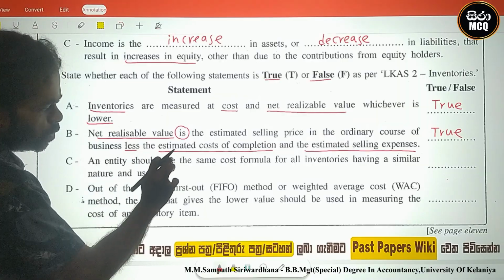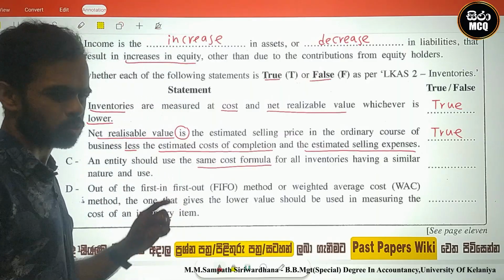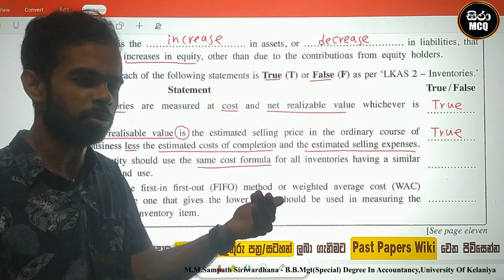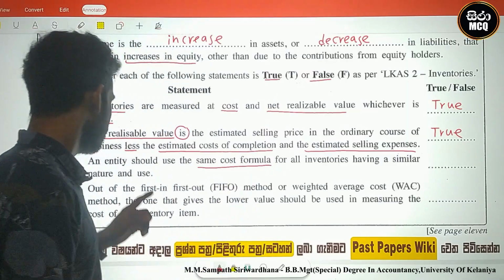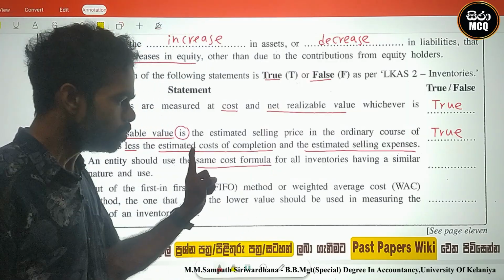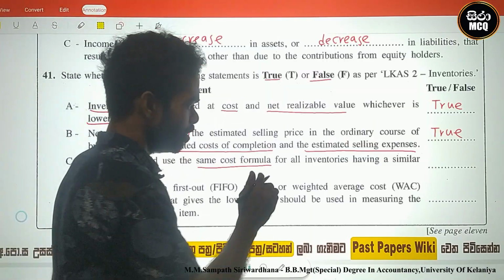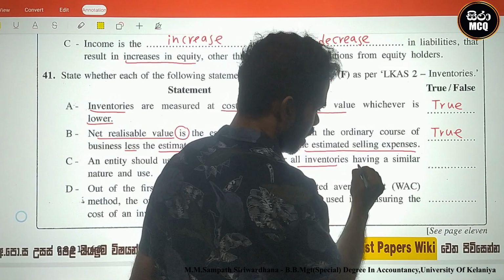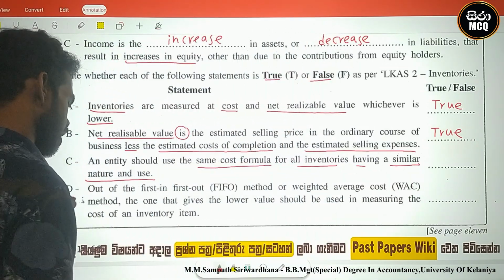Next one: an entity should use the same cost formula. What are the cost formulas? First in, first out, FIFO, or WAC, weighted average cost. The entity should use the same cost formula, only WAC or only FIFO, for all inventories having a similar nature and use.